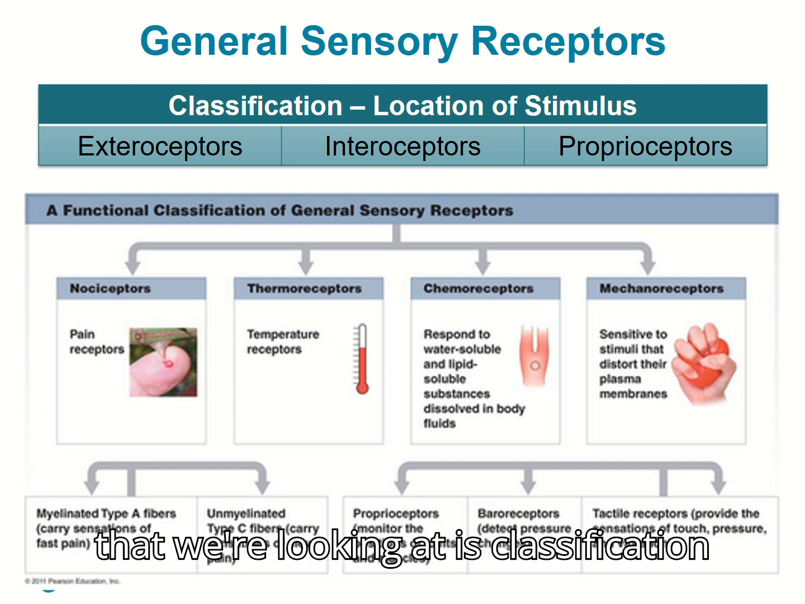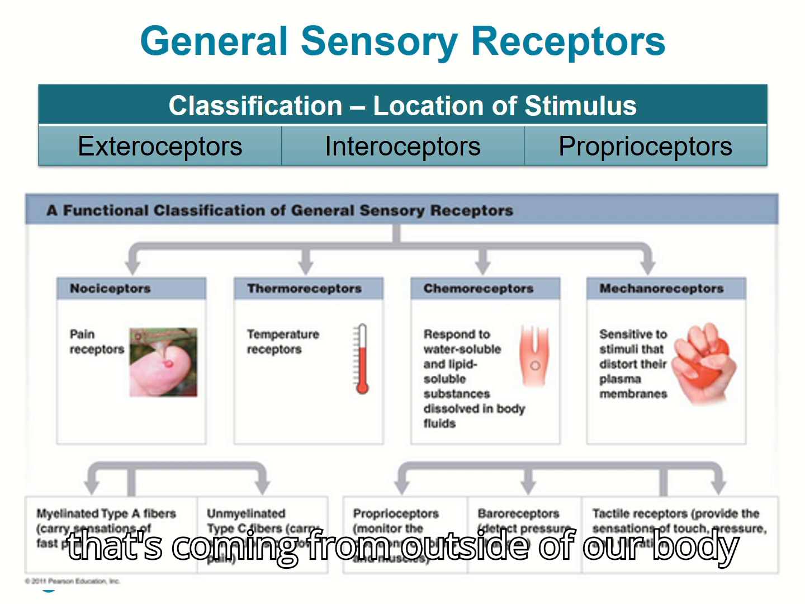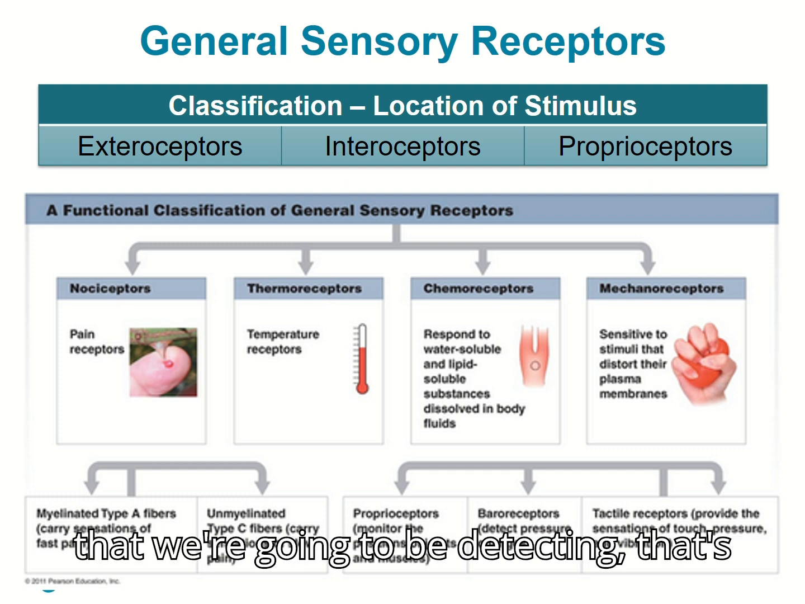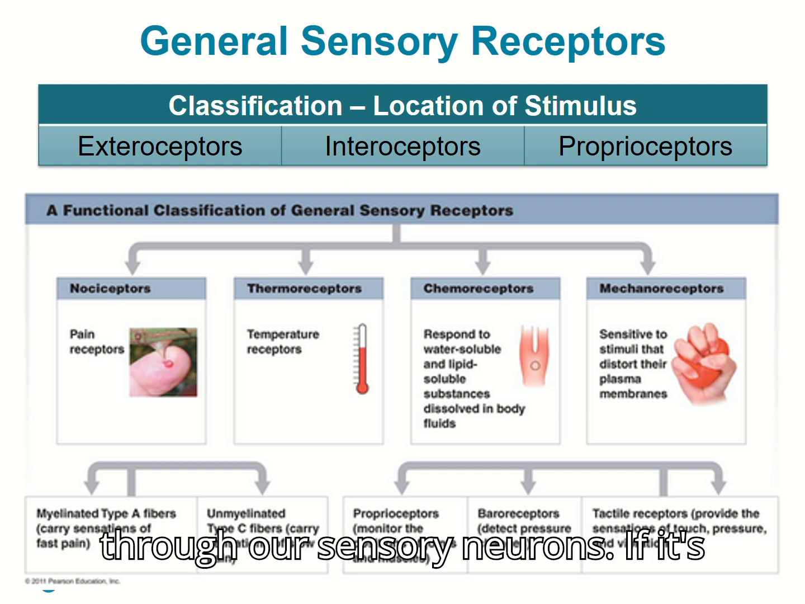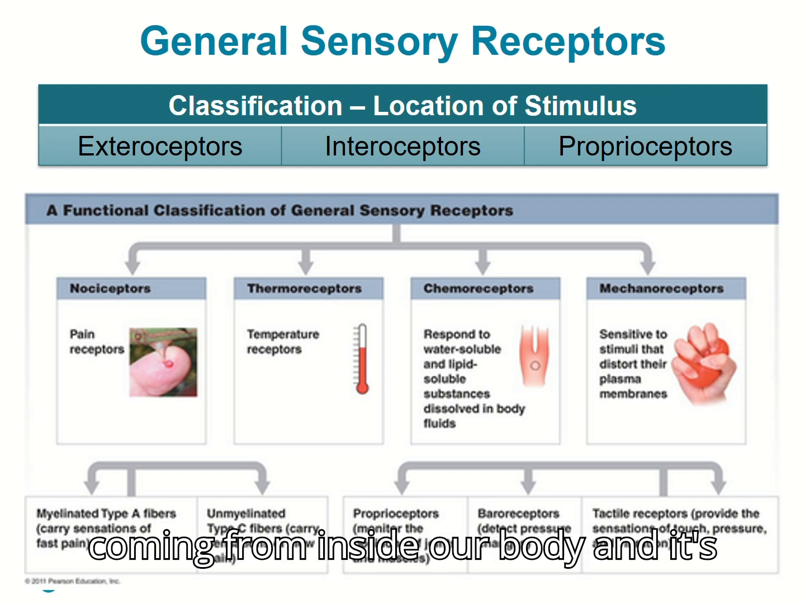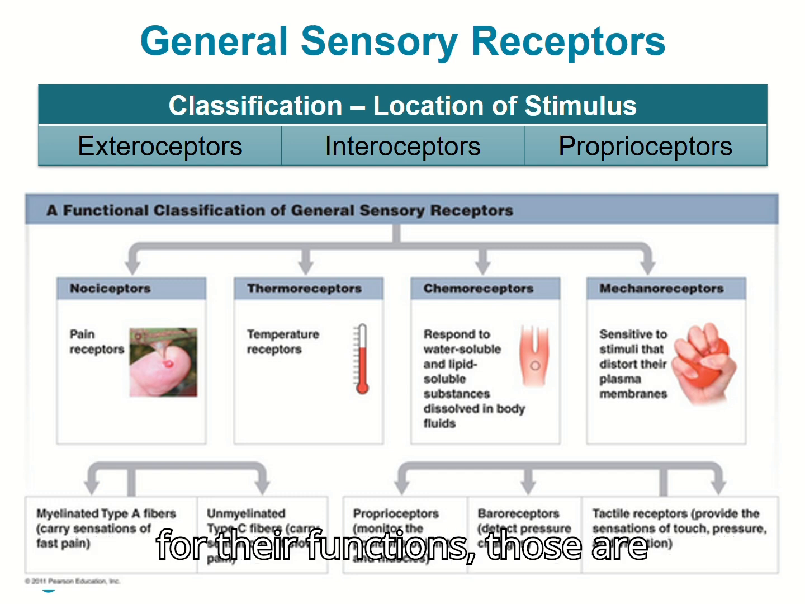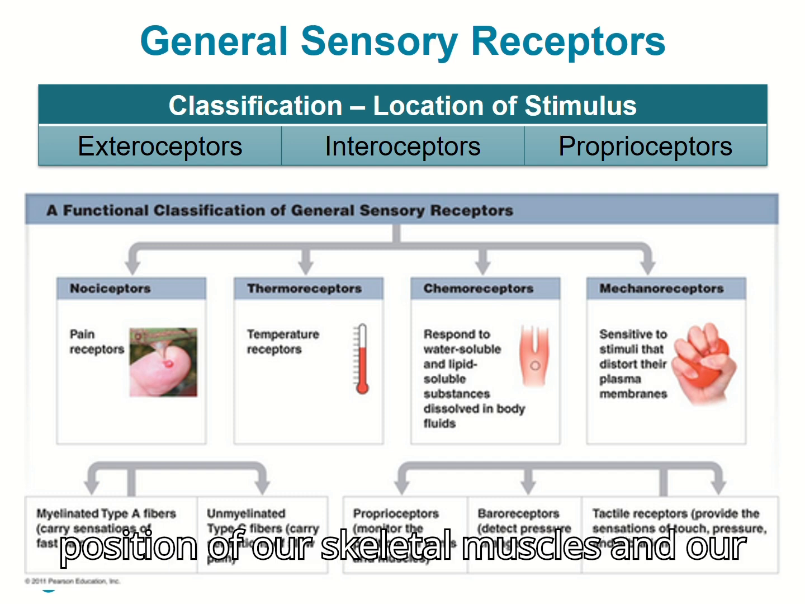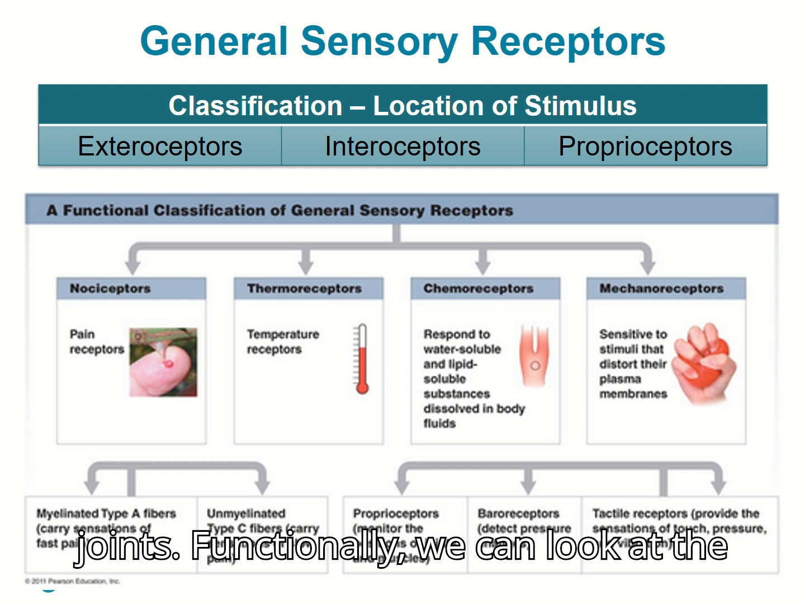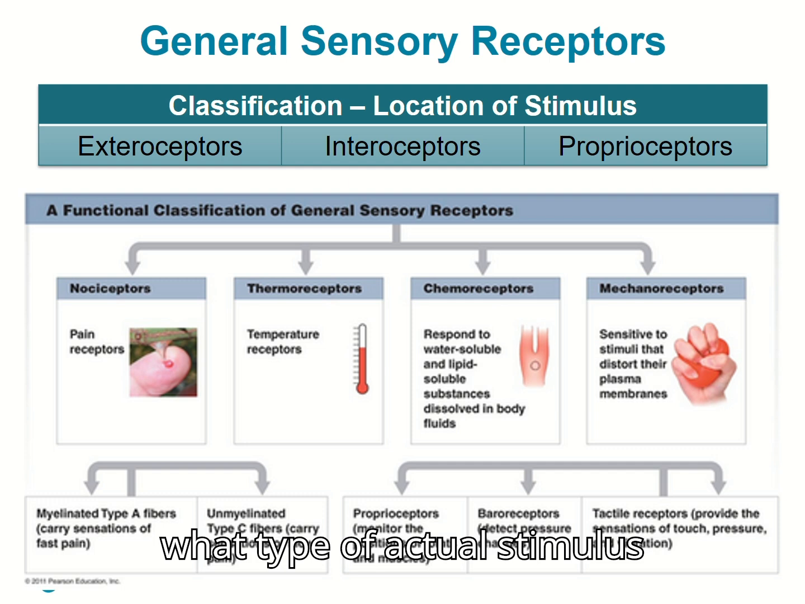The first one that we're looking at is classification based on where the stimulus is coming from. If we're talking about something that's coming from outside of our body that we're going to be detecting, that's an exteroceptor that is going to be picking up the stimulus to send it through our sensory neurons. If it's coming from inside our body and is providing us information about our visceral organs and what they're doing for their functions, those are interoceptors. Proprioceptors, on the other hand, are going to give us information about the position of our skeletal muscles and our joints.